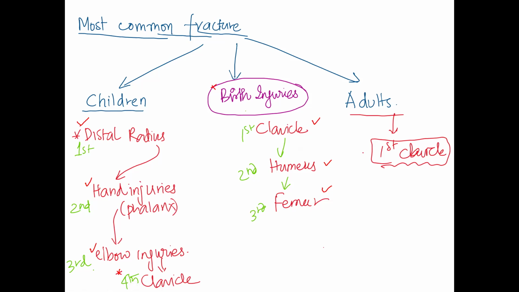Whereas at birth, clavicle is the most common. Among adults also, the most common is clavicle fracture. So just remember this because you get PG bits out of this many times.